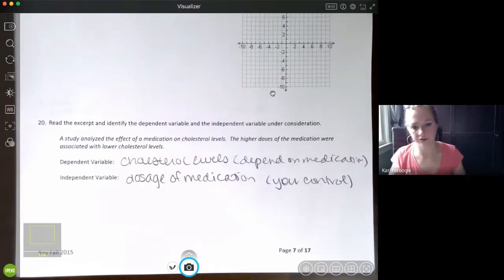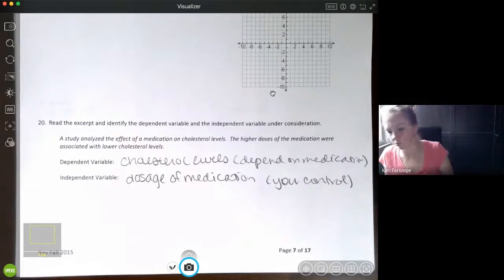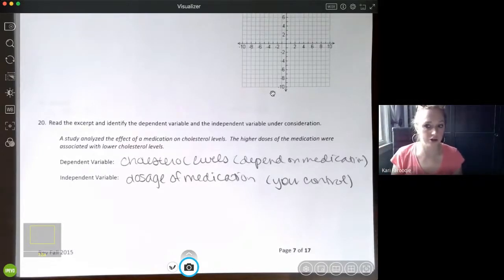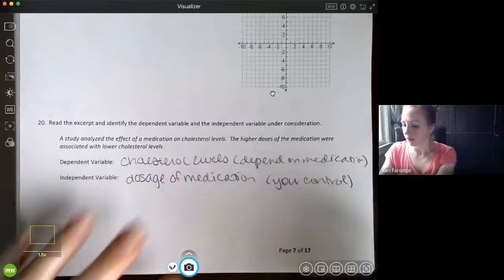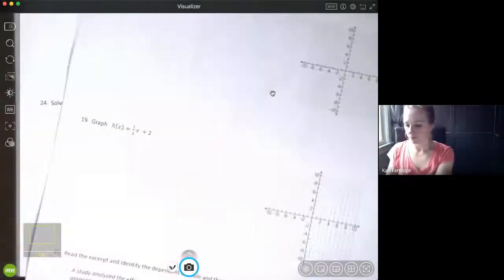That's number 20. So something small like that, but I just wanted to make sure we understand the difference between an independent and a dependent variable. All right, what else is in here then?